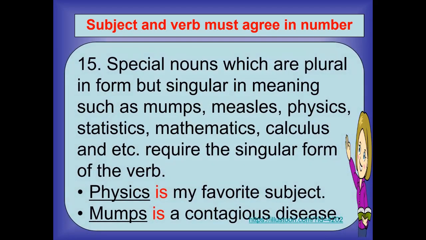Number 15. Special nouns which are plural in form but singular in meaning, such as mumps, measles, physics, statistics, mathematics, calculus, etc., require the singular form of the verb. For example, physics is my favorite subject. Mumps is a contagious disease.